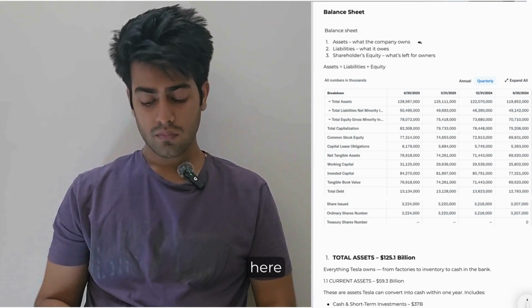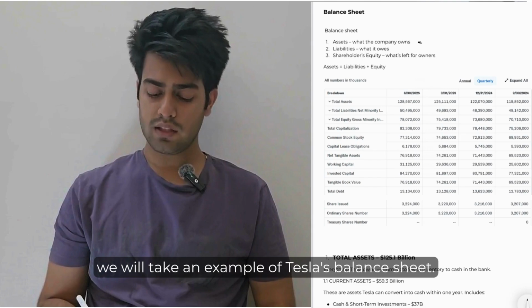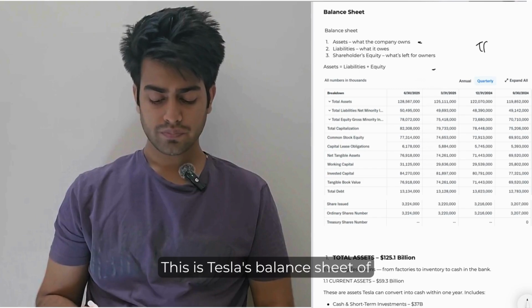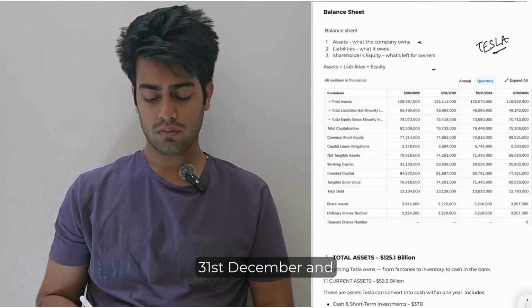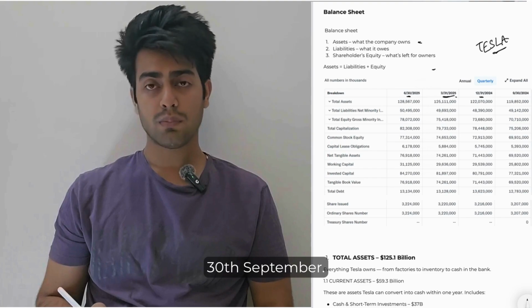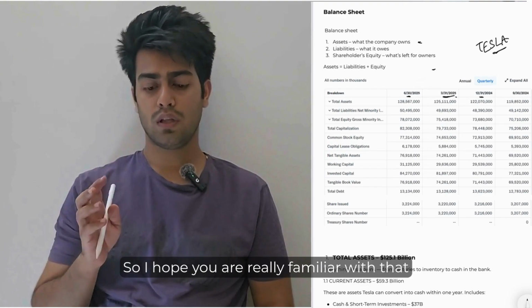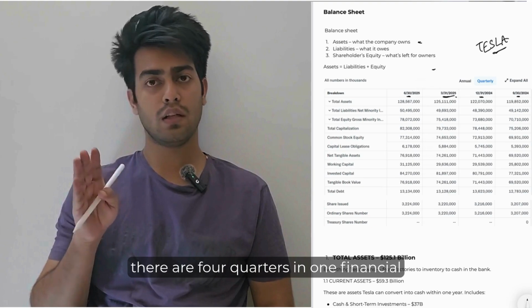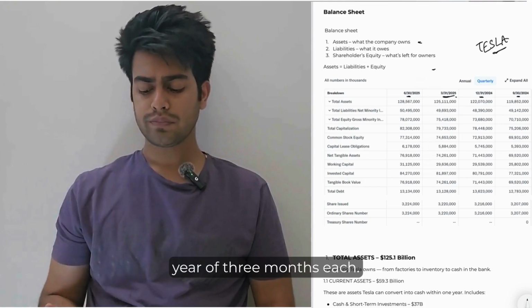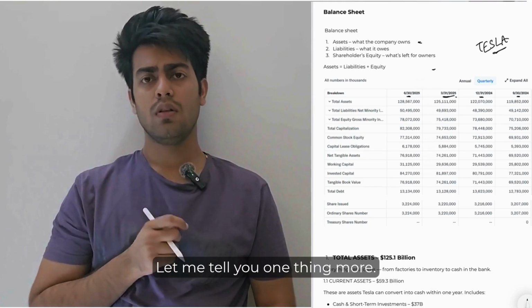Here we'll take the example of Tesla's balance sheet. This is Tesla's balance sheet for 31st March 2025, 30 June, 30 September, and 31st December. I hope you are familiar with the fact that there are 4 quarters in one financial year, of 3 months each.